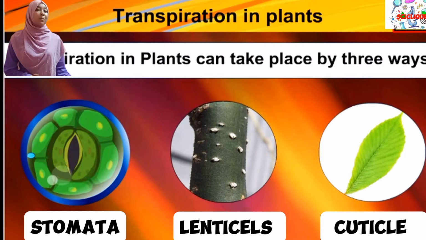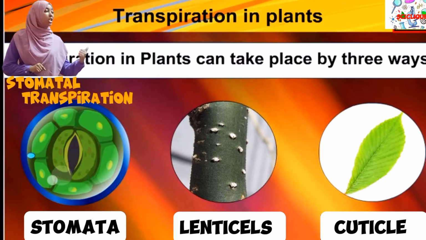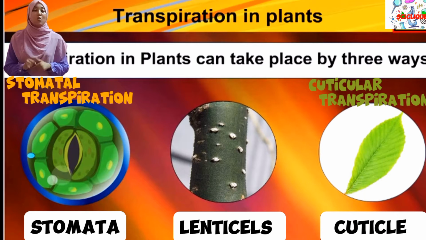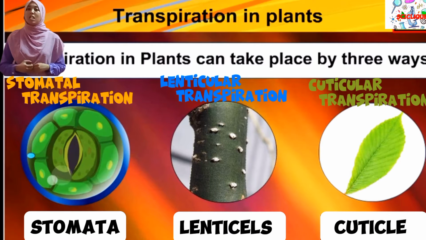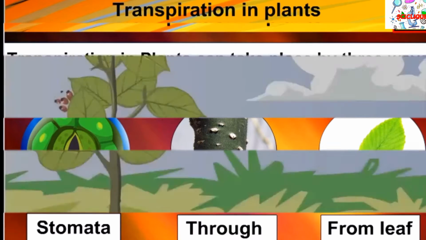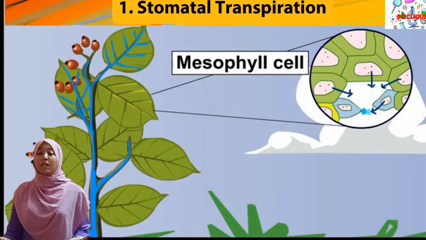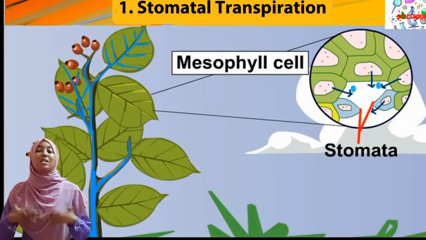So our first type of transpiration, stomatal transpiration. Our second type, cuticular transpiration, and our last one, lenticular transpiration. So let's discuss what happens in each of these transpiration. Our first one, stomatal transpiration. So stomatal transpiration occurs within openings known as stomata.